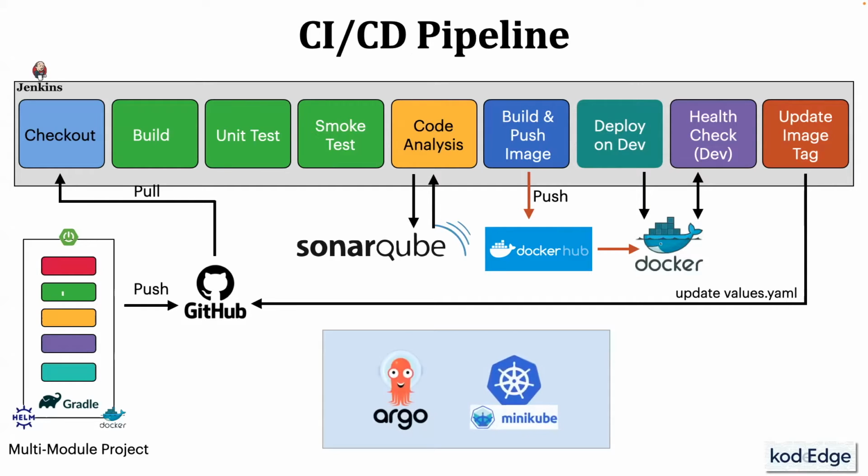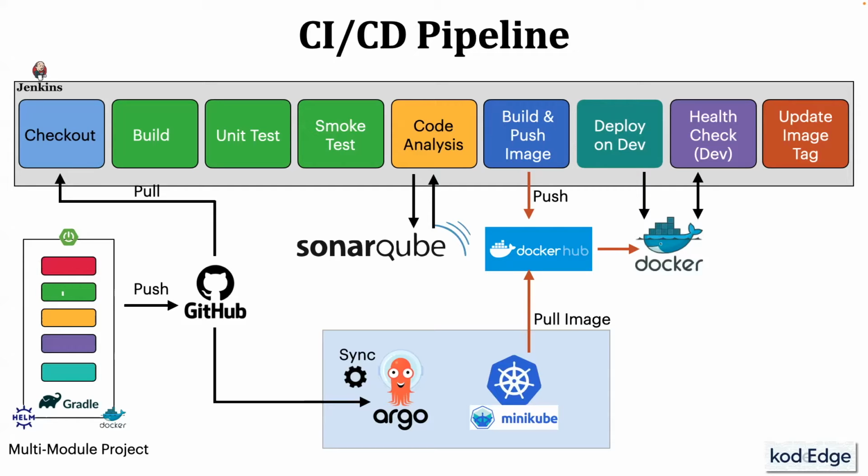Then we will configure ArgoCD in Kubernetes. For this demonstration, we will be using Minikube as our local Kubernetes environment. Once the values.yaml file is updated with the new image tag, ArgoCD will automatically fetch the changes from GitHub. In other words, ArgoCD will read the image tag from the values.yaml file and redeploy the application. To do this, it will recreate the pods by fetching the updated Docker image from Docker Hub. Once it is deployed, our application will be ready for use.